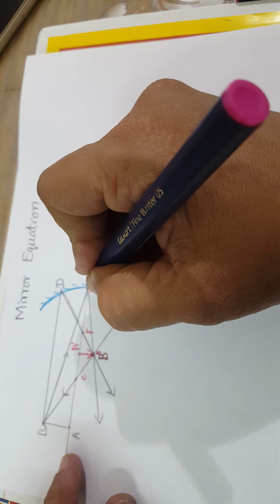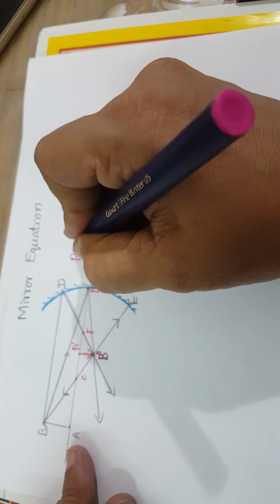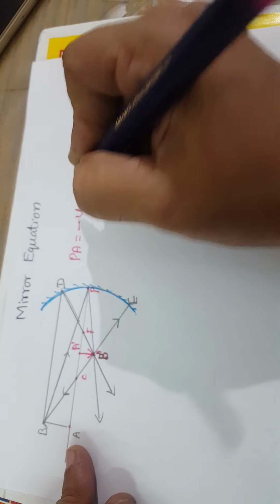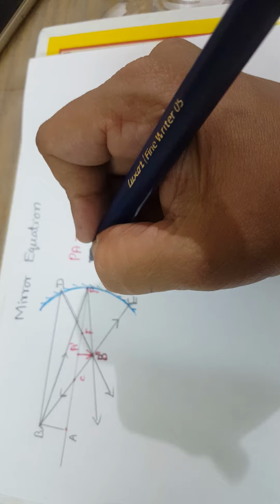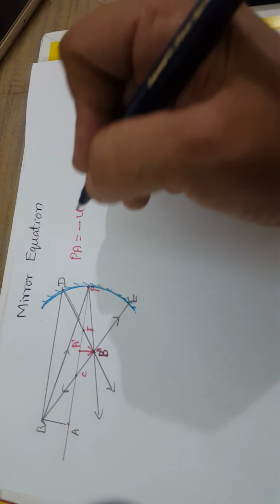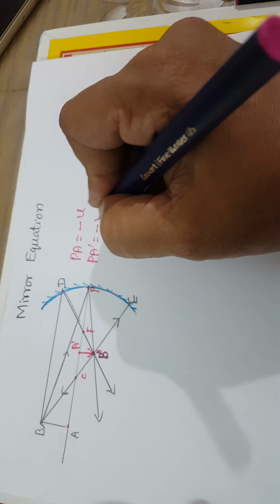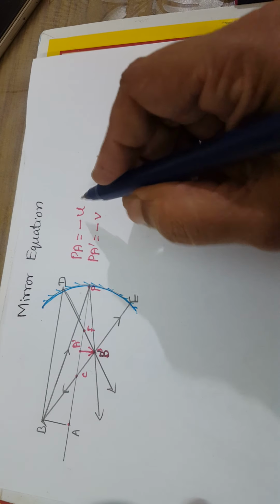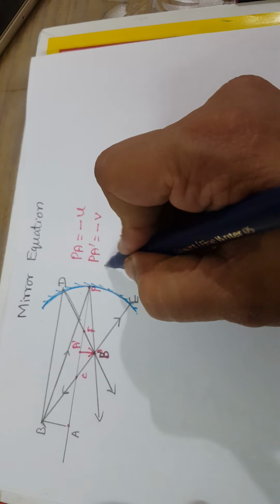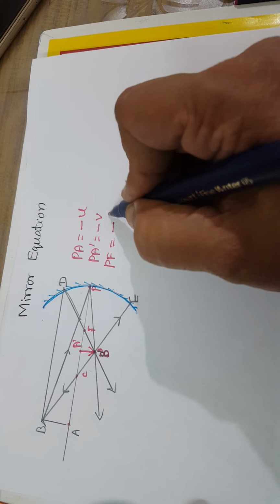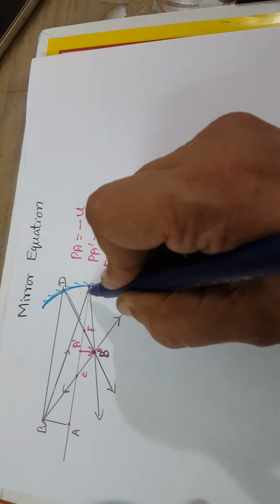Now you can mark the object distance. Always measure the distance from the pole. So PA is the object distance, that is equal to minus u, because you are measuring along the negative x-axis. PA is minus u. And what is PA dash? That is the image distance, minus v. What is PF equal to? That is nothing but the focal length. Everything you are measuring from the pole along the negative axis.